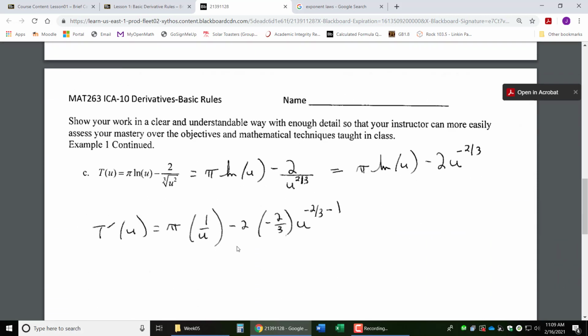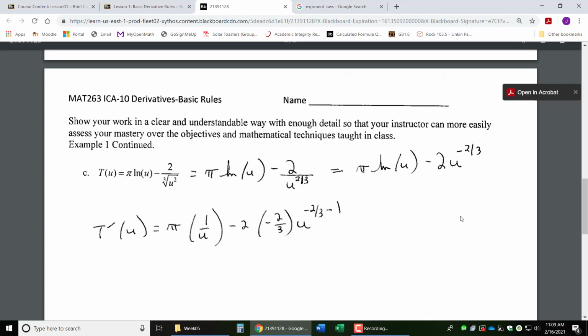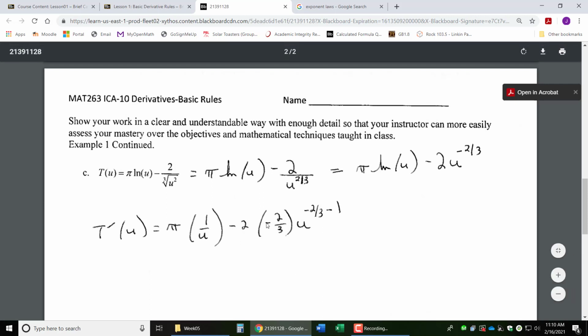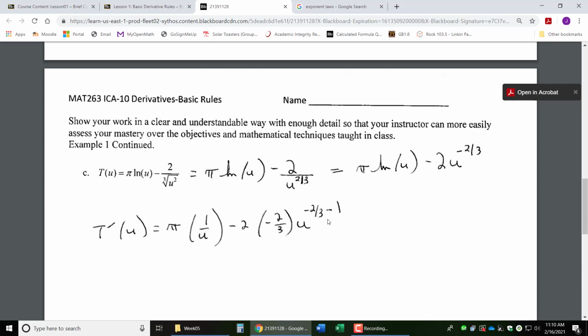So scroll down there. So pi, derivative of the natural log, the reciprocal of what's on the inside, 1 over u. Then we've got a minus 2, that's the coefficient, so that's going to be there in the answer. The exponent negative 2/3 goes in front of the u, becoming a new coefficient. Subtract 1 from the exponent, stop. Don't do anything else. Just apply the rules correctly and you are done. And again, I have gone into WebAssign and typed some things like this and it said it was fine. So that's what I want you to do.